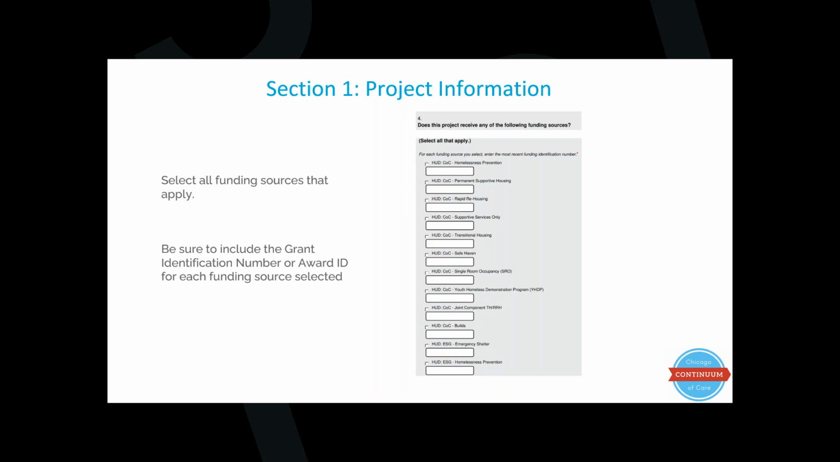So it's one text box. You'll put in one zip code, then you can just put a comma, space, and put in the next zip code, comma, space. Just make sure you're putting them all in so we have a complete understanding of the clients that you're serving.